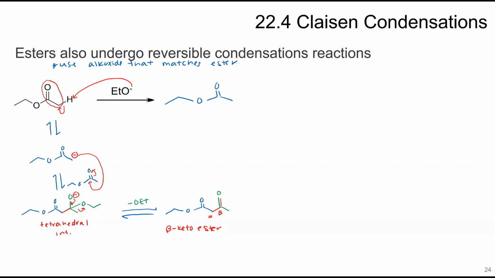So when you're drawing the product, you can go through the mechanism, or you have the shortcut. This is the original ester. You draw the new bond coming off of the alpha carbon, and then this part of the molecule here that is circled is what gets added. So this C double bond O and that methyl group.